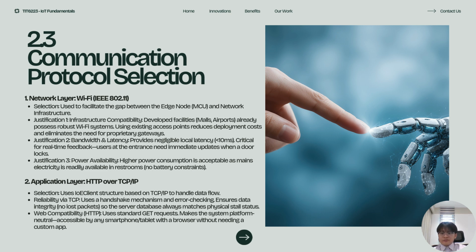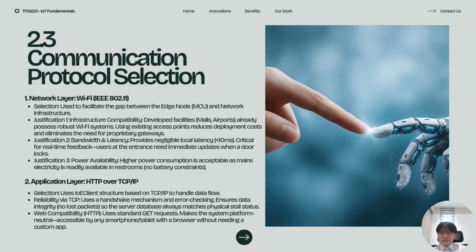Our protocol stack choice was driven by the need to fit into current indoor infrastructure while providing data integrity in real time. Consequently, we select a hybrid solution using Wi-Fi for the network layer and HTTP over TCP/IP for the application layer. First, for the network layer, we choose Wi-Fi. This decision was based on three key factors. First, the infrastructure compatibility. Unlike agriculture environments that need LoRaWAN, our target environments such as malls, airports, and universities already have robust Wi-Fi systems. By using existing access points, we can significantly reduce deployment costs and eliminate the need for installing proprietary gateways.